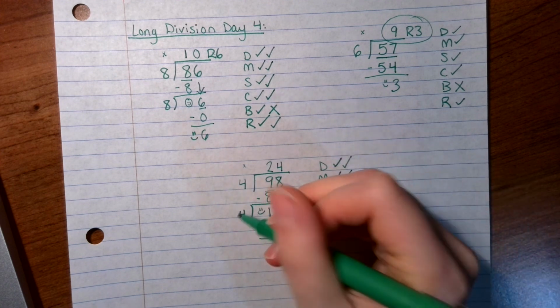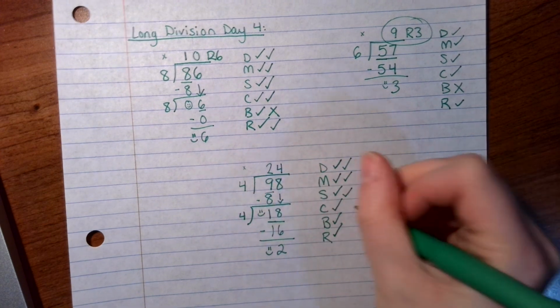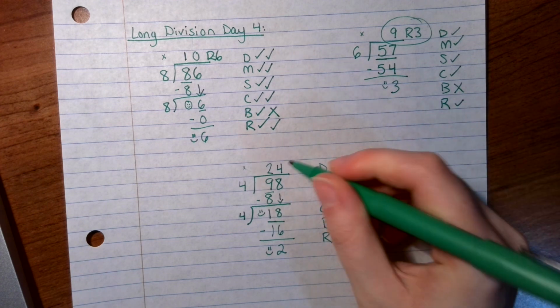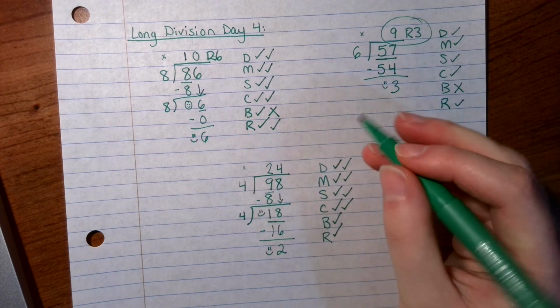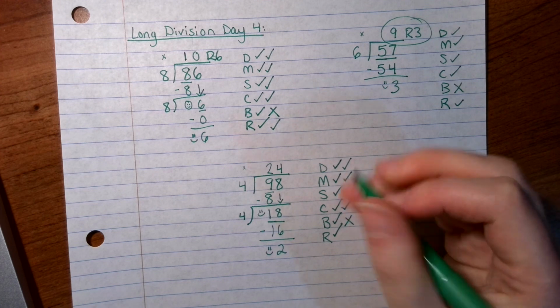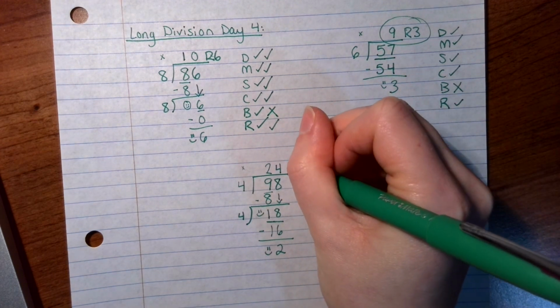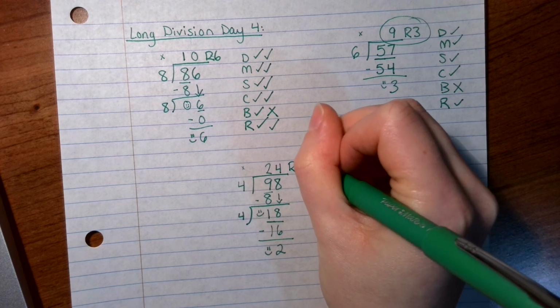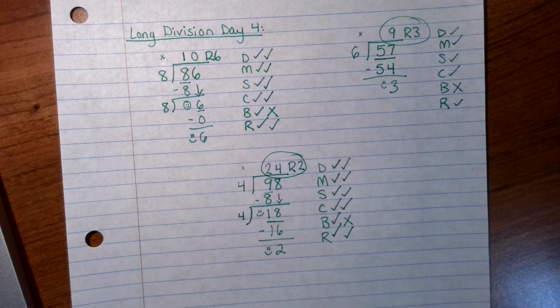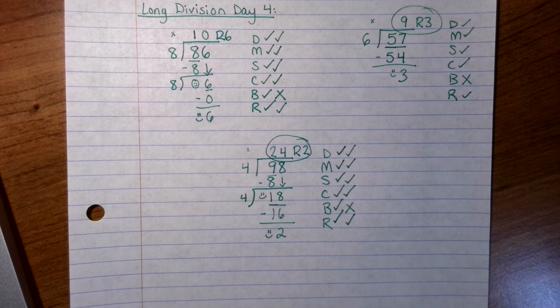Check. Is 2 less than 4? We're doing good. And bring down. I do not have any other digits that I can bring down. Do I have a remainder? I do. And so let's bring that up top with our answer, remainder 2. So my answer is 24, remainder 2.